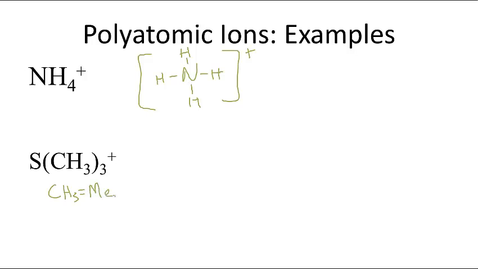So a CH3 group is called a methyl group. So instead of writing all the C's and H's out together, I'm just going to call it Me for methyl. So you'll have S, methyl, methyl, methyl, and then 2 electrons. So where would the positive formal charge be? On the S in the middle.